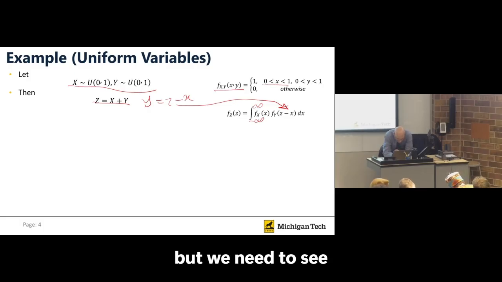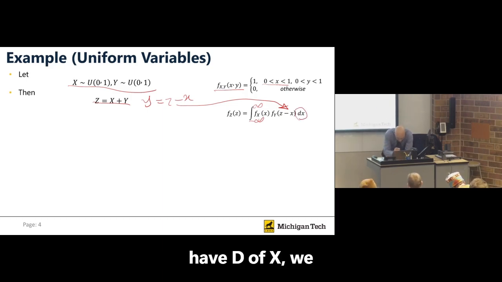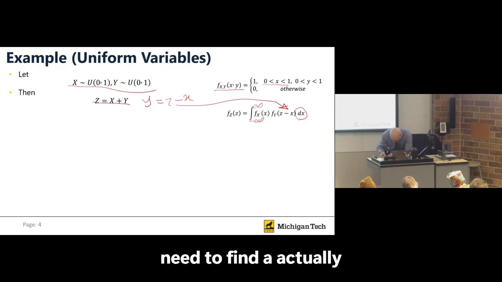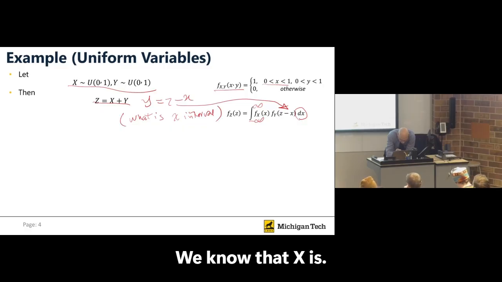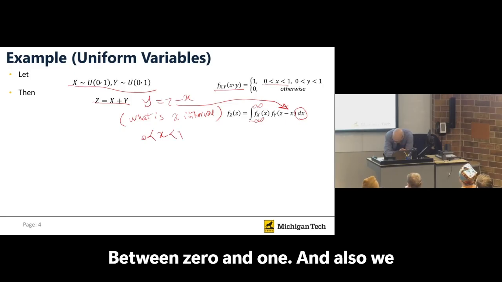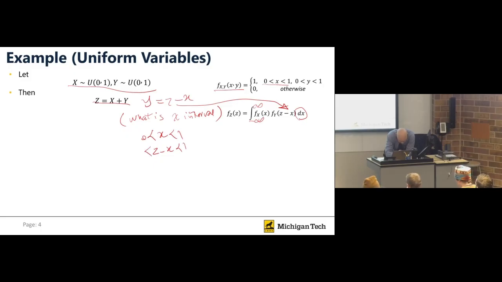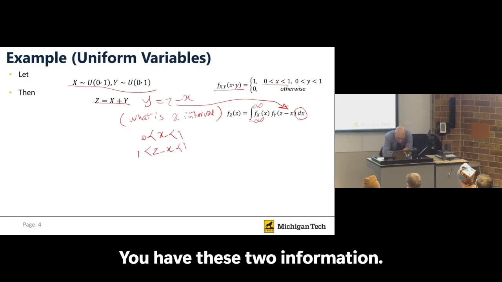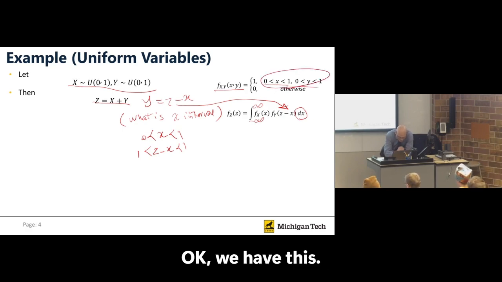But we need to see how x is changing, because we have dx. We need to find actually the interval of x. What is the x interval? We know that x is between 0 and 1. And also, we know that z minus x is also between 0 and 1. We have these two pieces of information from here.